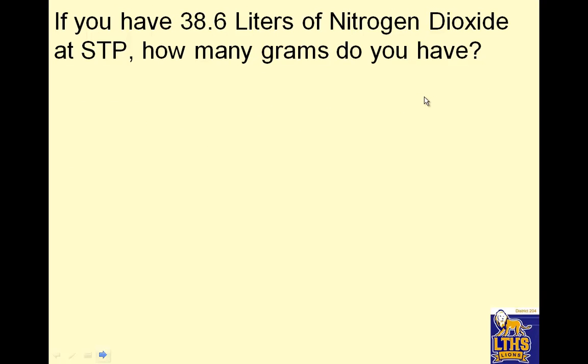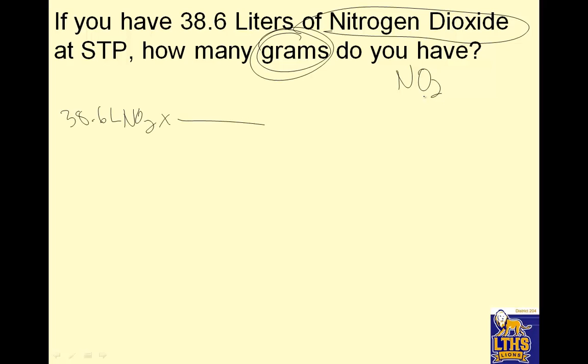If you have 38.6 liters of nitrogen dioxide at STP, how many grams do you have? Well, nitrogen dioxide is NO2. So 38.6 liters of NO2, and I'm trying to figure out grams. Now, I know I'm always going to go through moles. Always go through moles, always go through moles. Here's an equivalency: 1 mole equals 22.4 liters.